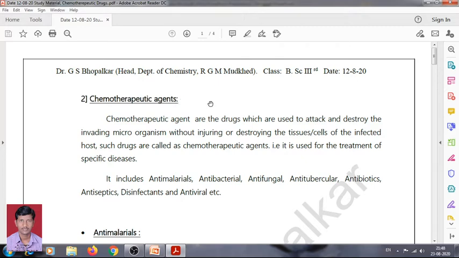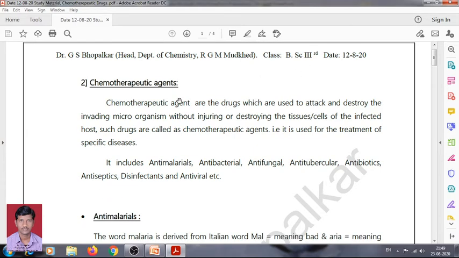I have already posted the study material for this chemotherapeutic agent by Google Classroom to all the students on 12th August 2020. Now today we will discuss the chemotherapeutic agent.